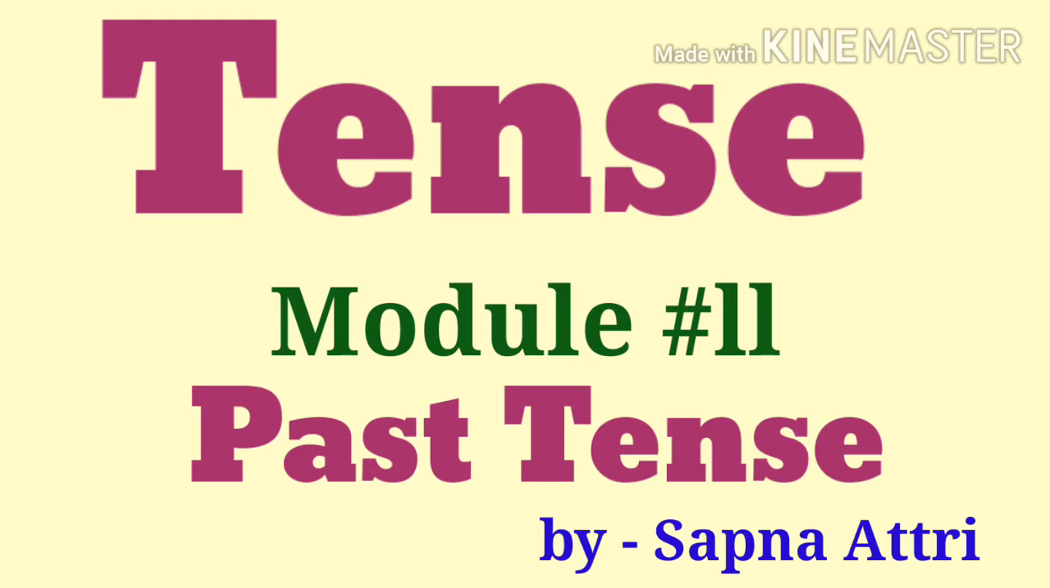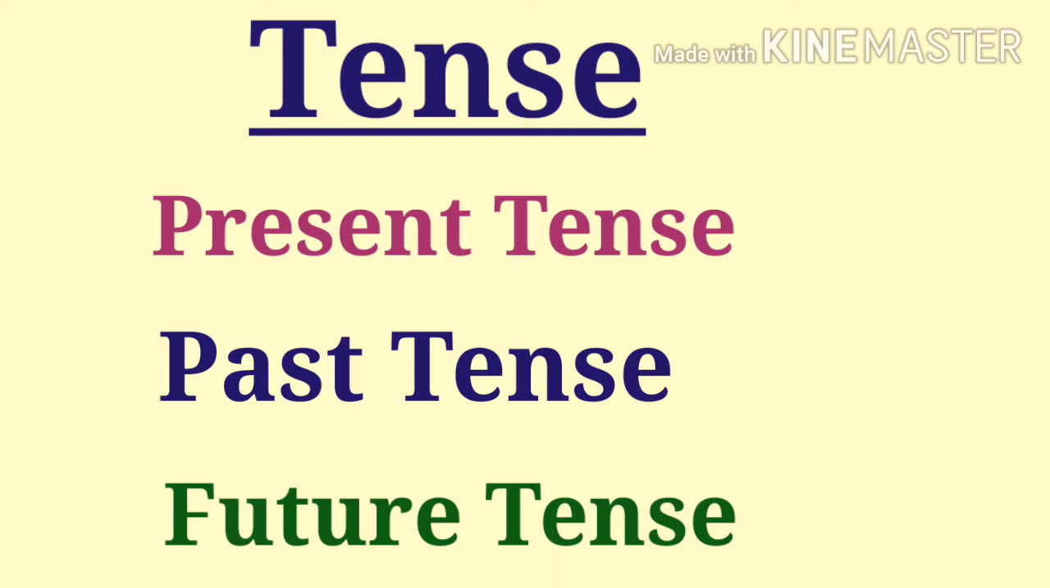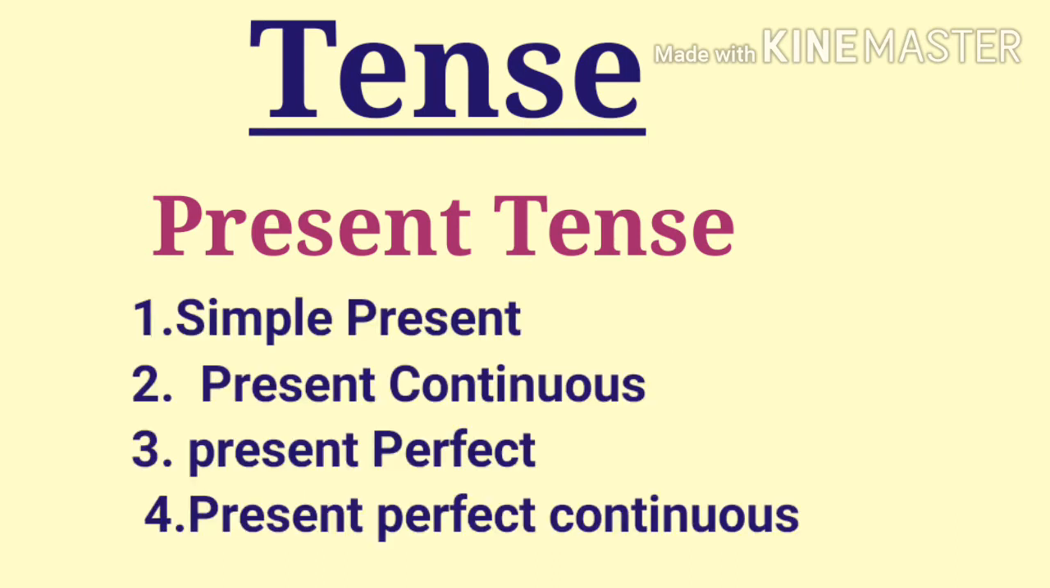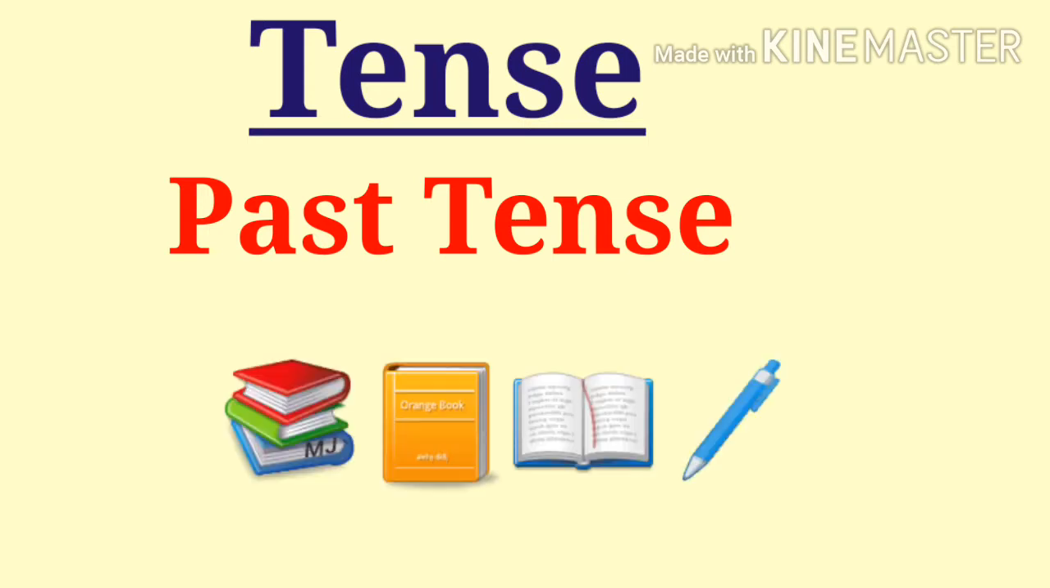In the last module, we learned about the tense, its meaning, and different types of tenses, that is present tense, past tense and future tense. We also did a detailed study of present tense and its types. Now in this module, I am going to discuss past tense in all its forms. So sit with your notebook and ball pen and note down all the important points.